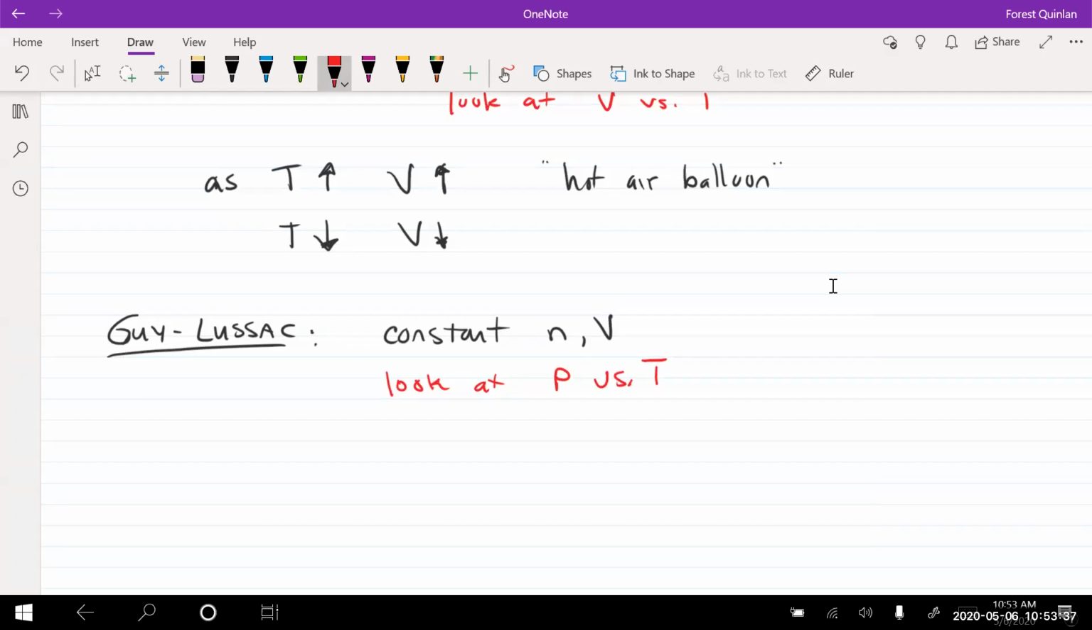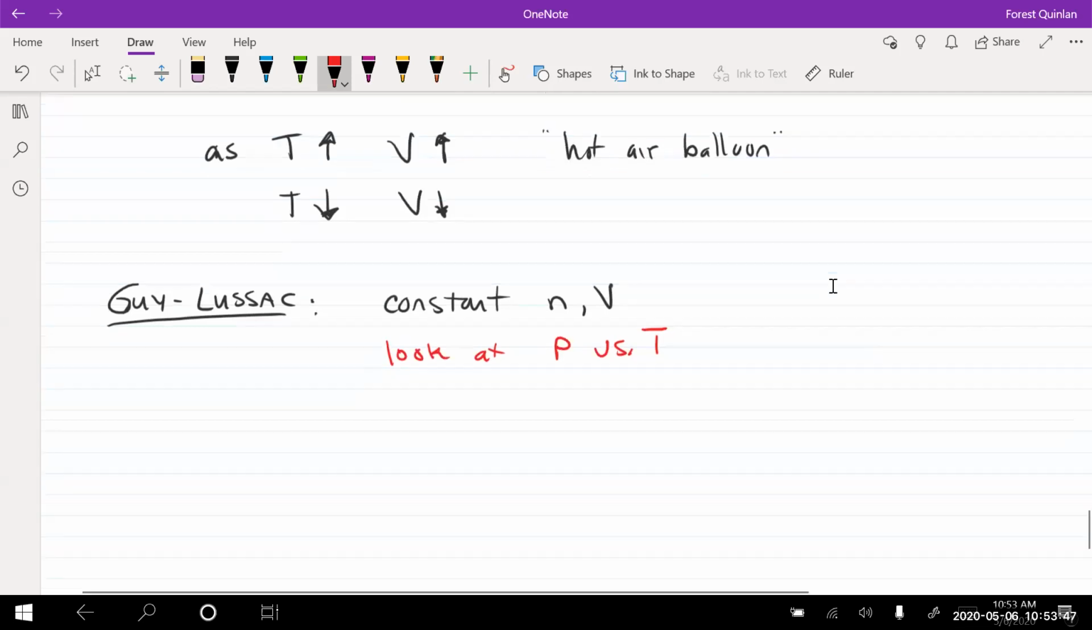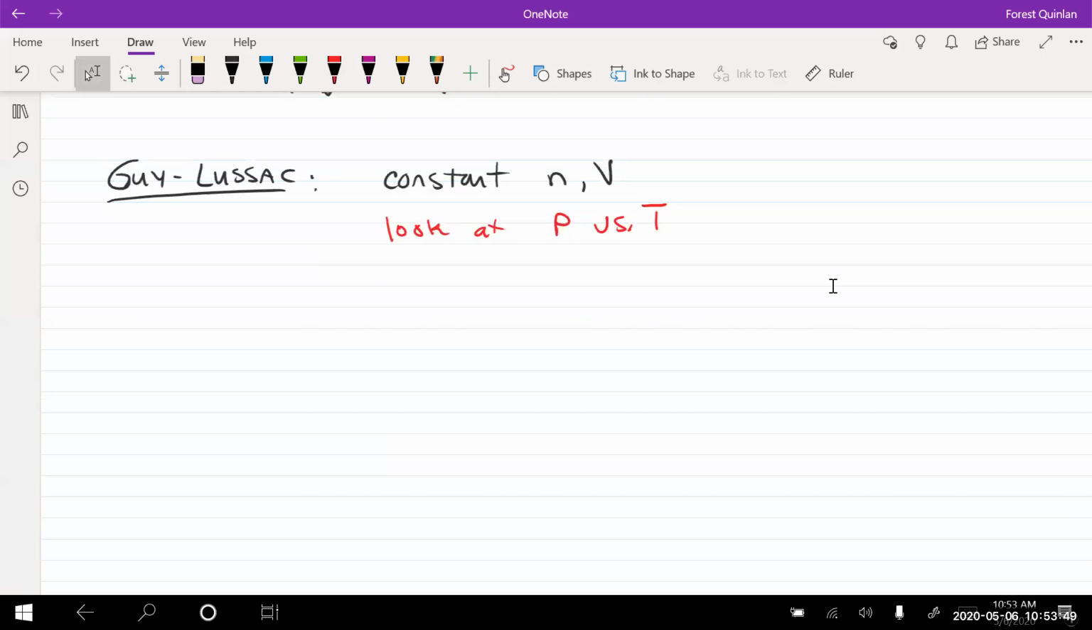This one's going to be easy. It's a sealed container. He just takes a jar or metal container, caps it off and says, look, I'm just gonna heat it up. We know what's gonna happen, guys. As the temperature increases, the pressure is gonna go up. And as the temperature drops, the pressure drops.